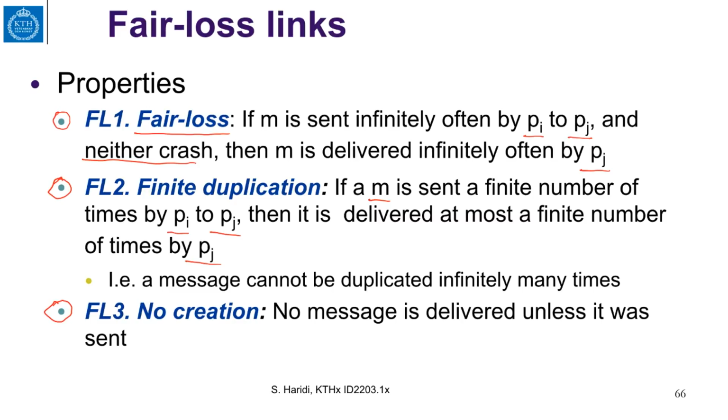Whereas no creation is interesting, it is a safety property because if a message is delivered, then it must have a preceding send. Which says that basically you cannot see a bad event, which is a delivery of a message, and there is no previous send before that delivery.